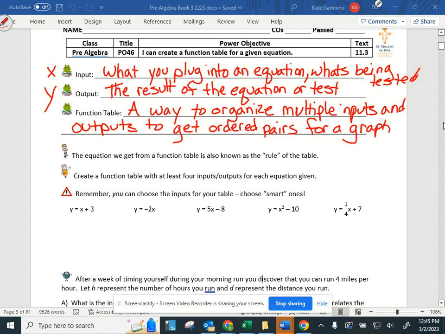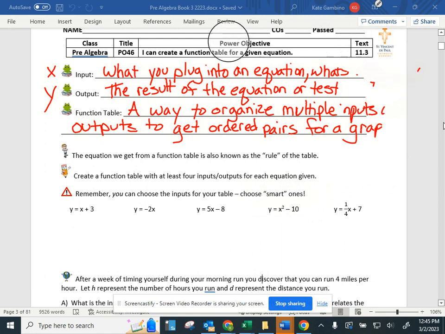This is important. Remember that you can choose the inputs for your table. So we're going to want to choose smart ones. And I'm going to show us what that means to choose a smart one. Most tables, it's not a big deal. There are certain tables that we really want to pay attention to because we want to make smart choices so our X into the Y's is a lot easier for us. We don't want to overcomplicate our lives.